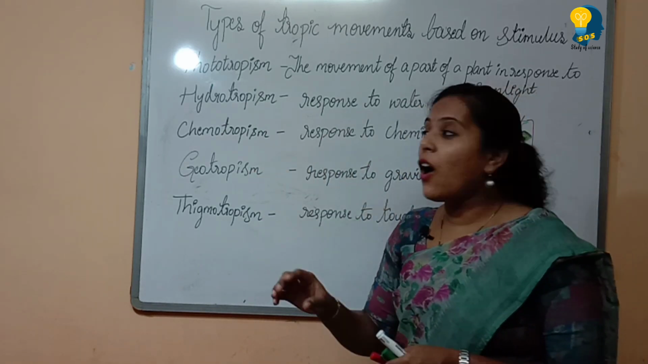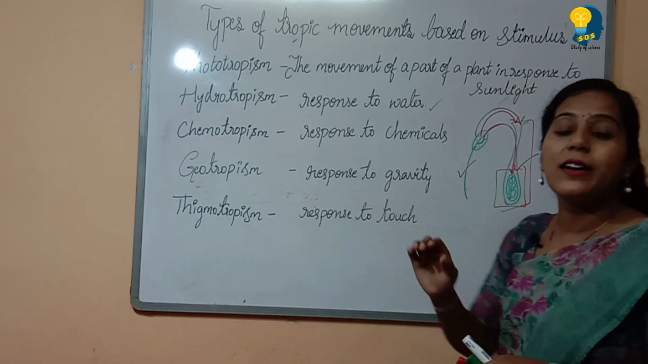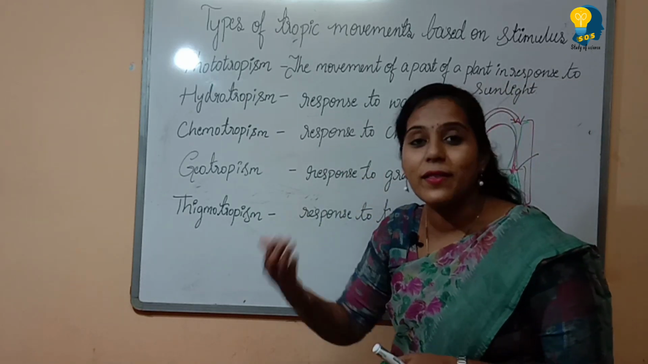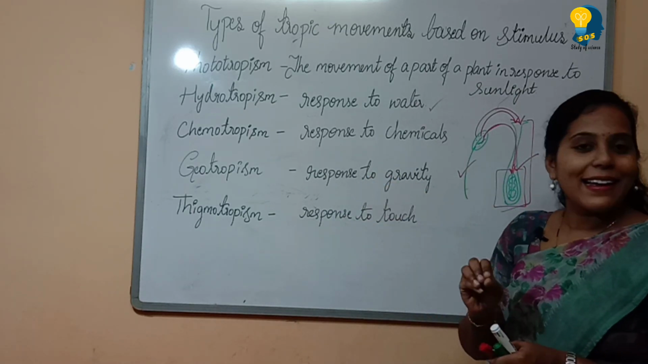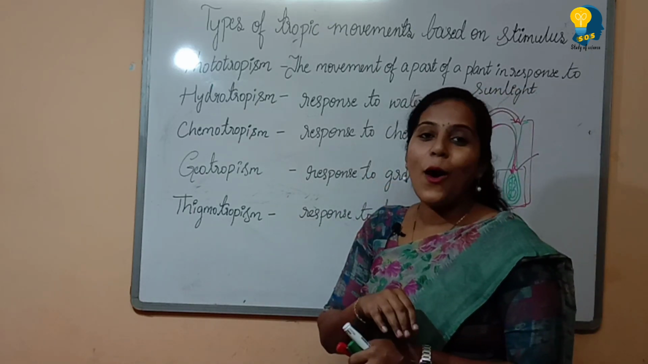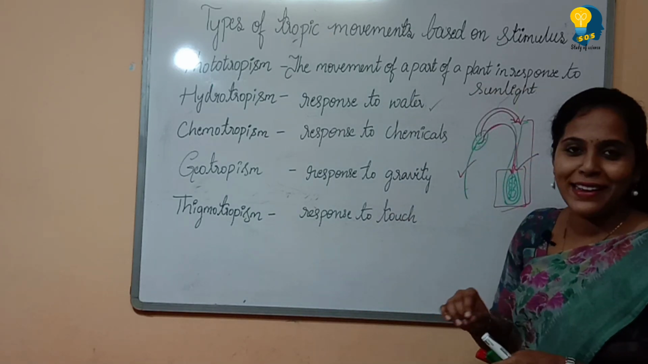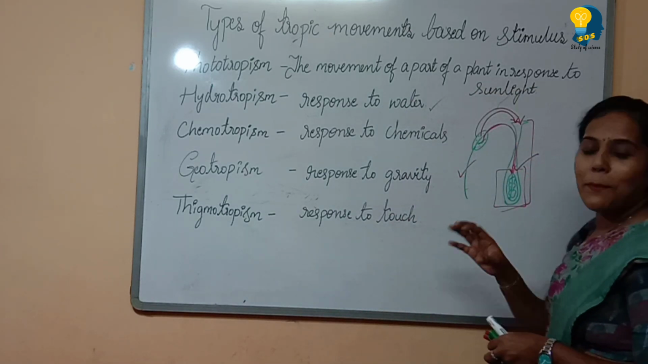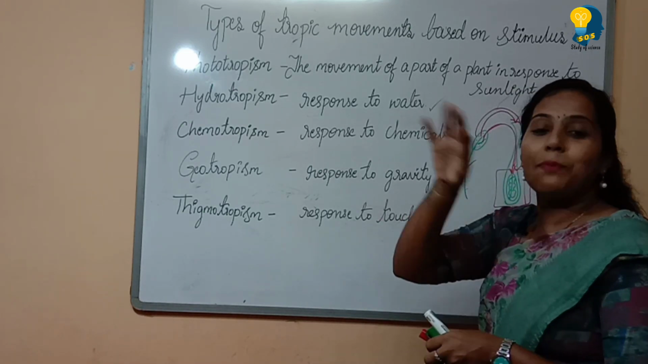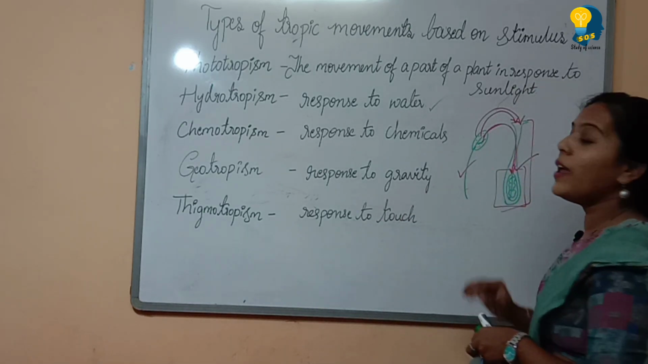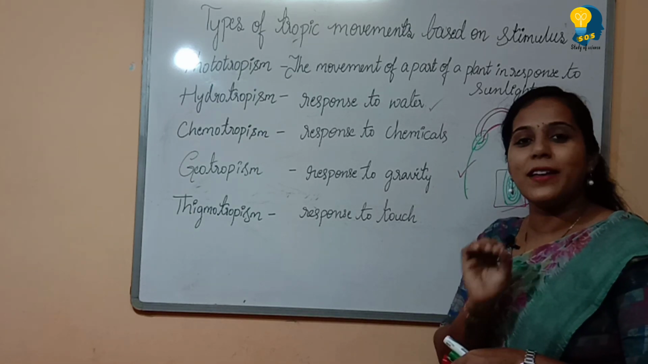Correct? So we call such type of movement positive chemotropism. The plants are responding towards the chemicals. Are you feeling heavy? No, right? So the plants are showing a response towards the chemicals. We call it chemotropism.